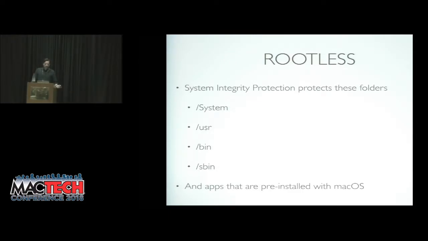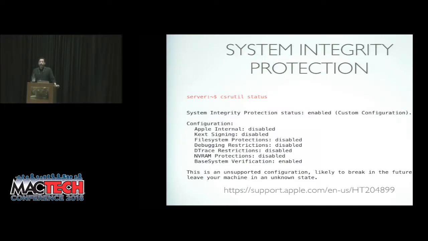Also included with rootless are any apps that Apple provides. That's not exactly a rootless thing, that's more of a code signing thing. And under the hood, system integrity protection is accessed with the csrutil. There's only one command really, or one verb that works with this command right now, and that's status. If you run status, you'll see this, and my favorite is the last line. This is an unsupported configuration likely to break in the future and leave your machine in an unknown state.